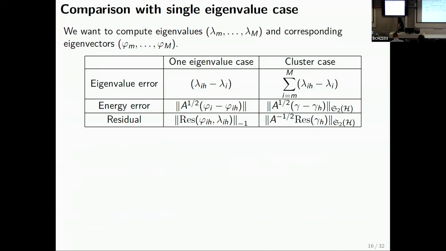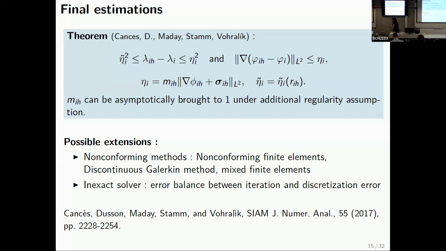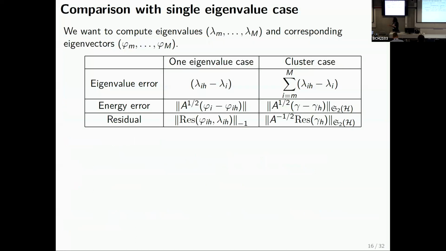So I'll first talk a little bit about how to extend this to clusters. And so the idea is really to, instead of looking at eigenvectors, look at the orthogonal projectors. And so we have a corresponding table between the one eigenvalue case and the cluster case. And what happens is that we estimate some norm on the projectors by some norm on the residuals. And the residual depends only on the approximate orthogonal projectors.